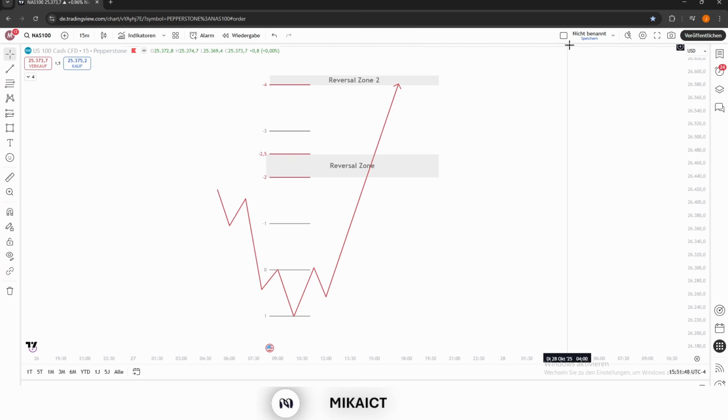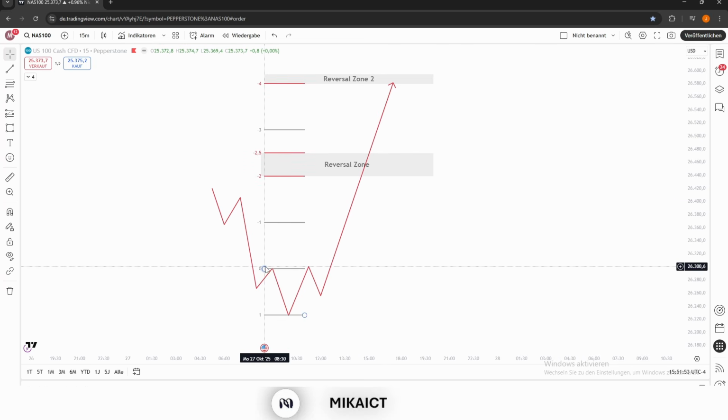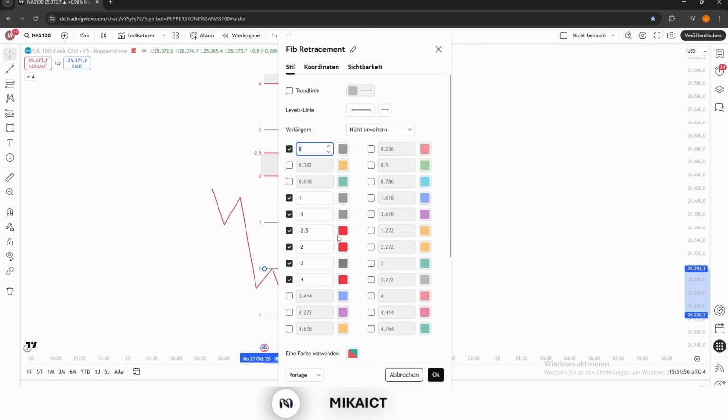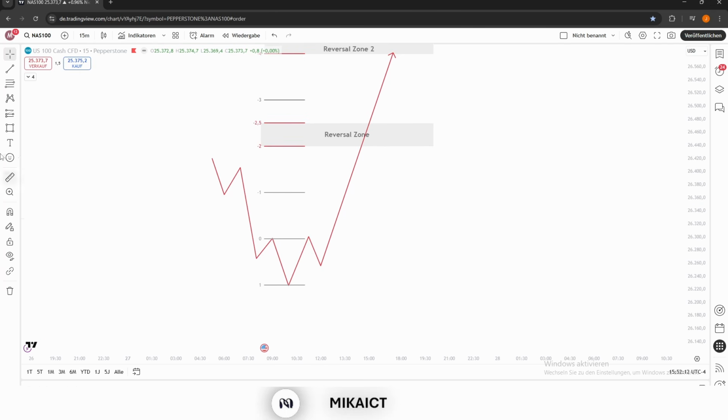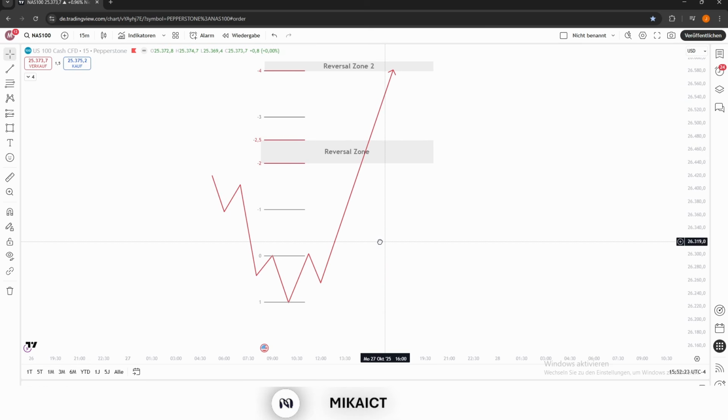But let's start. At first I just want to give you guys a quick recap. What is standard deviation? We use the fib tool and we have a set of numbers: 0, 1, -1, -2.5, 2, 3 and 4, so all negative numbers. You can see this here. Let's imagine the red line was price and we had a reversal here. What we can do is use the manipulation leg. It's basically just: which low was the last low, and which low caused this up move. This is a bullish example, and the last manipulation leg was this here.